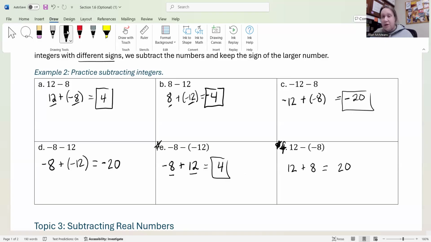All right, so make sure you understand visually what's happening when you're subtracting integers, and make sure you understand the basis of converting subtraction to addition and how to do each of these 6 examples. Okay, next video we'll talk about adding real numbers.